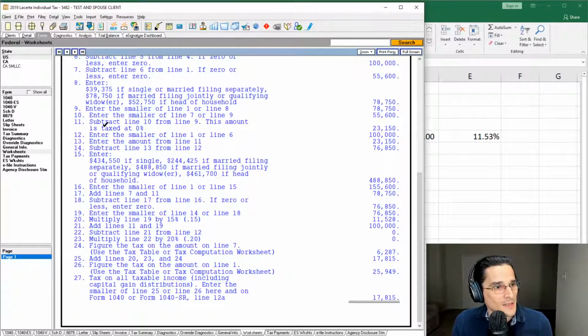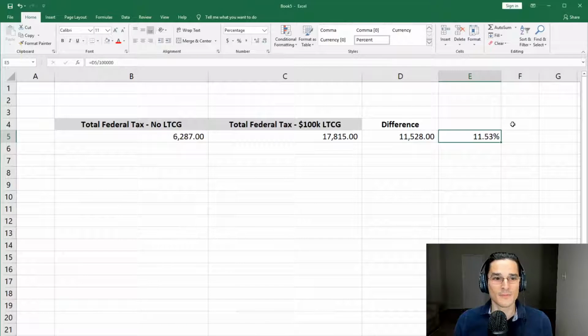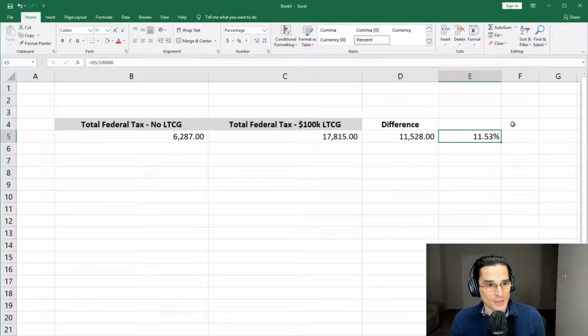But you'd see that there's a line that says, this is the amount taxed at 0%, and you see that it's $23,150. And it does reference that $78,750 amount. It does a little bit of math here, and you can see that there is a portion that's taxed at 0%. Furthermore, there's a portion that's taxed at 15% as well. So essentially, you are putting together those tax amounts, and your effective tax rate on this transaction is 11.53% if you're just considering the effect of that disposition.